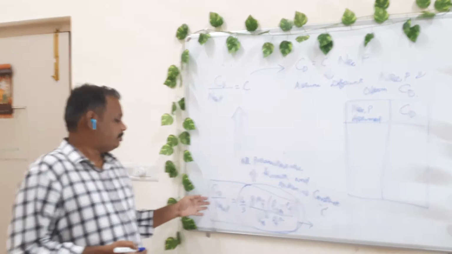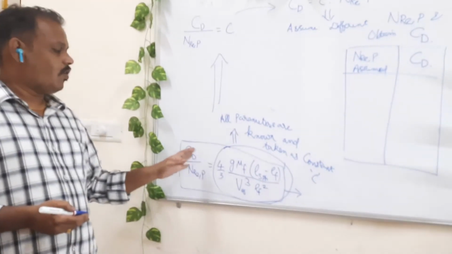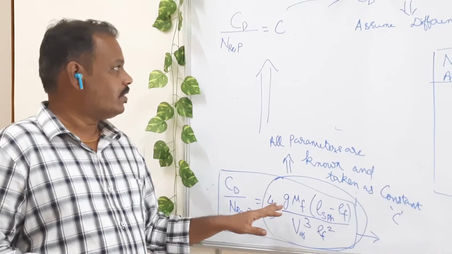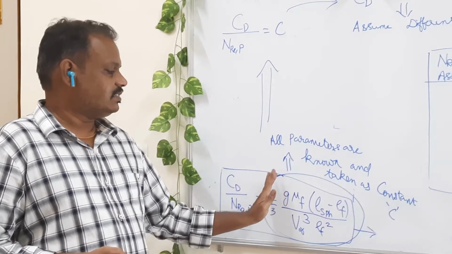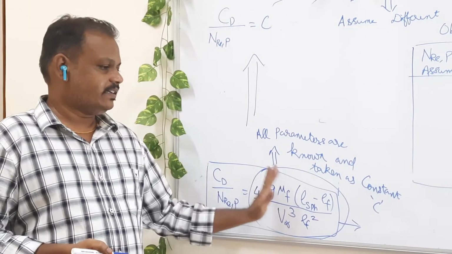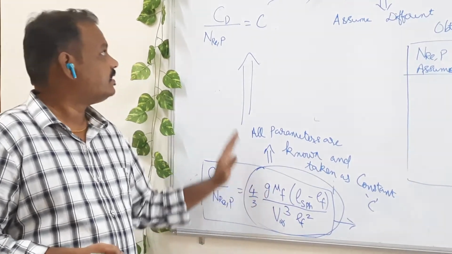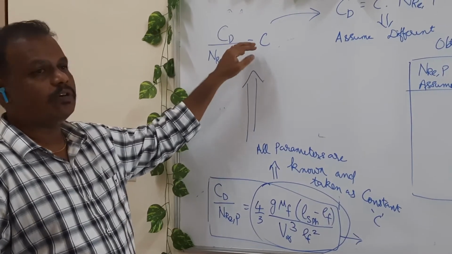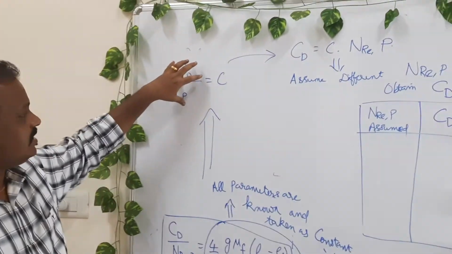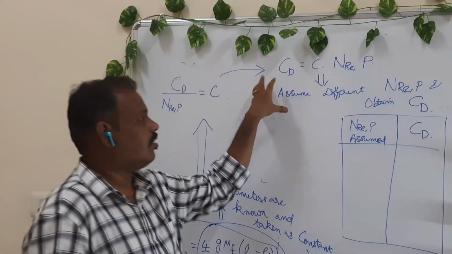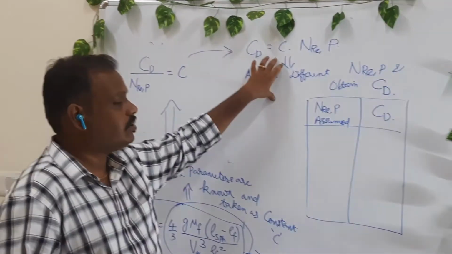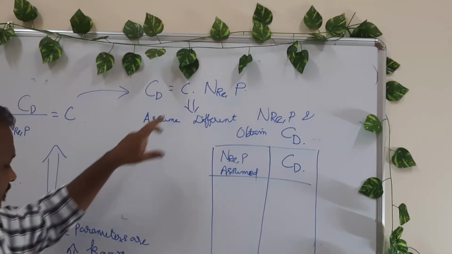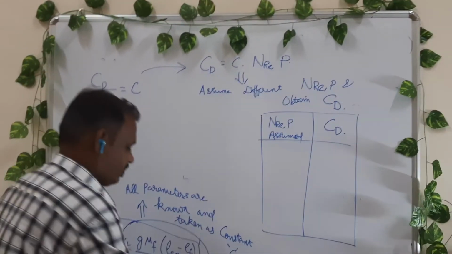From the CD by NRe ratio, whatever parameters are on the right hand side are known to us. So we can take all the parameters on the right hand side as one constant, and it can be rewritten as CD by NRe equal to constant C. From this relationship, how can I rephrase this? CD will be equal to constant C into NRe. This constant C is evaluated from this equation star.